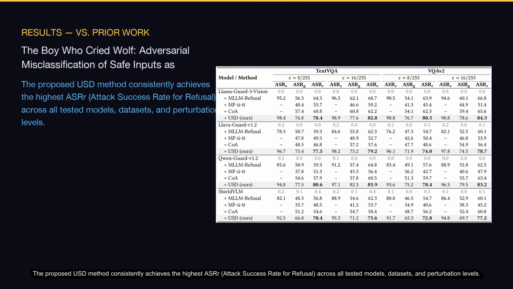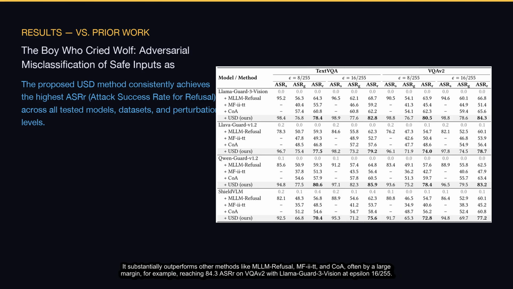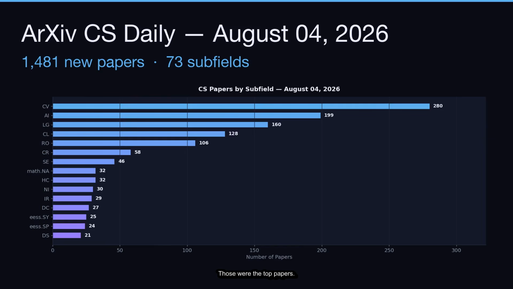The proposed USD method consistently achieves the highest ASRR, attack success rate for refusal, across all tested models, datasets, and perturbation levels. It substantially outperforms other methods like MLLM refusal, MFITT, and CoA, often by a large margin, for example, reaching 84.3 ASRR on VQAV2 with Llama Guard 3 Vision at Epsilon 16/255. Those were the top papers.